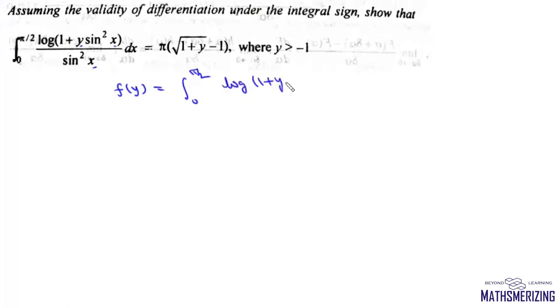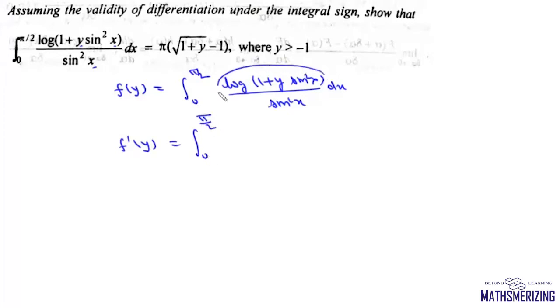log(1 plus y sine square x) upon sine square x dx. Now we'll differentiate this function and we'll find f dash y. Since the limits are constant, we can write f dash y equals the integral from 0 to pi by 2. Now we are going to differentiate this function partially with respect to y. So it'll be 1 upon (1 plus y sine square x) into sine square x upon sine square x dx. Now here sine square and sine square will cancel.